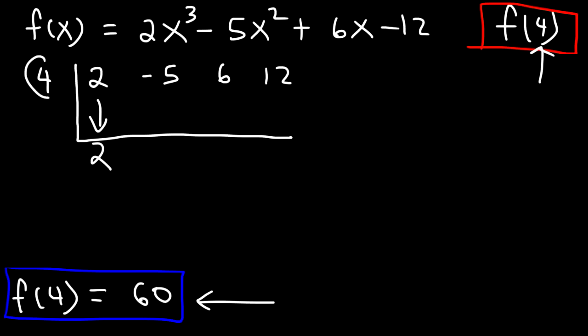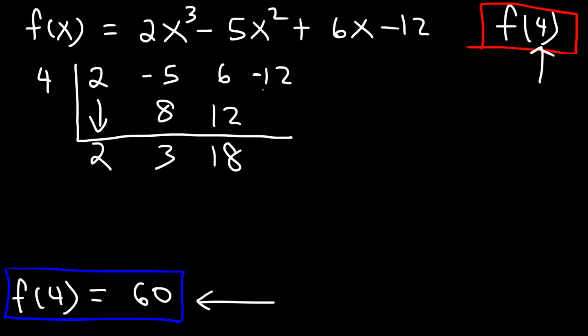First we're going to multiply. 4 times 2 is 8. And then we're going to add. -5 plus 8 is 3. And then multiply. 4 times 3 is 12. And then add. 6 plus 12 is 18. And then 4 times 18. Oh, by the way, this should be -12. I almost forgot the negative sign, so let's put that there.